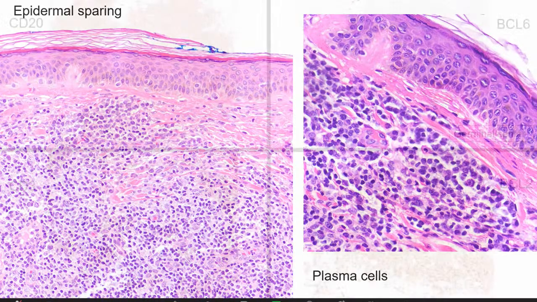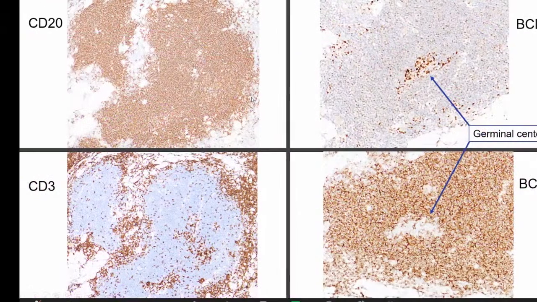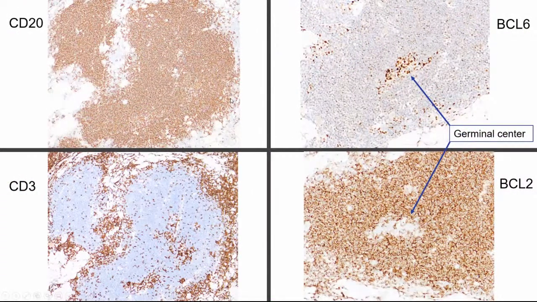And so we immunophenotyped this, and we found that there were many B cells in large aggregates. Here was CD20. We see the same pattern that we saw earlier with CD3, with T cells tending to be around the periphery of aggregates of B cells. And we identified small germinal centers within the aggregates of B cells. So here's a small germinal center that is BCL6 positive and negative for BCL2. So an appropriate staining pattern for a small reactive germinal center.